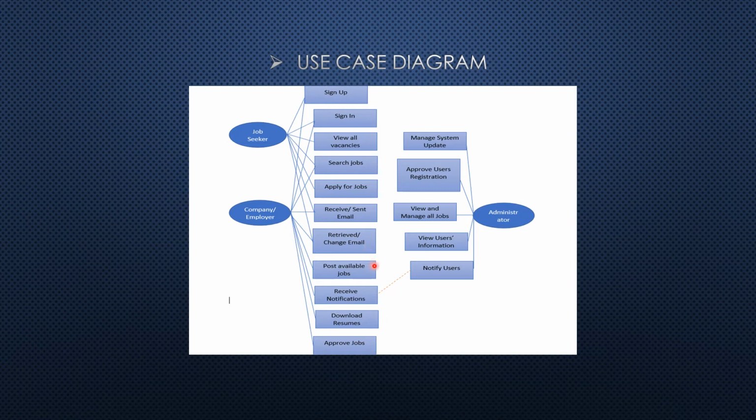So for company alone, the company posts vacancy that is available in their company. After that, they will receive notification from the system if there is job seeker who applies for the vacancy under their company. Next, they need to download resumes to view job seekers' information and profile. And lastly, they approve the jobs. Meanwhile, an administrator manages system update. Next, approving users' registration. They view and manage all jobs under their system. In the meantime, admin can also view users' profile and notify users for any information.